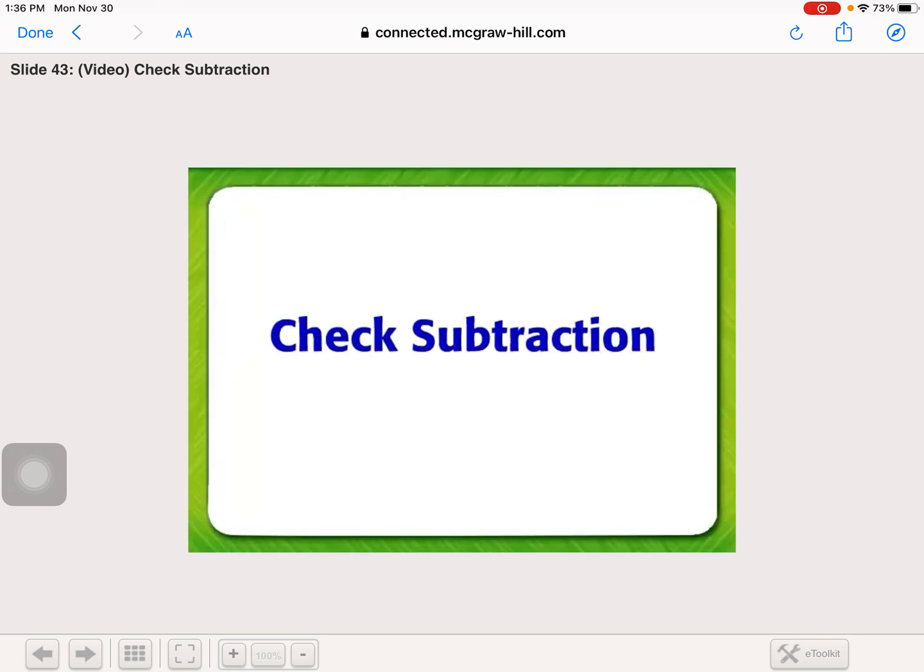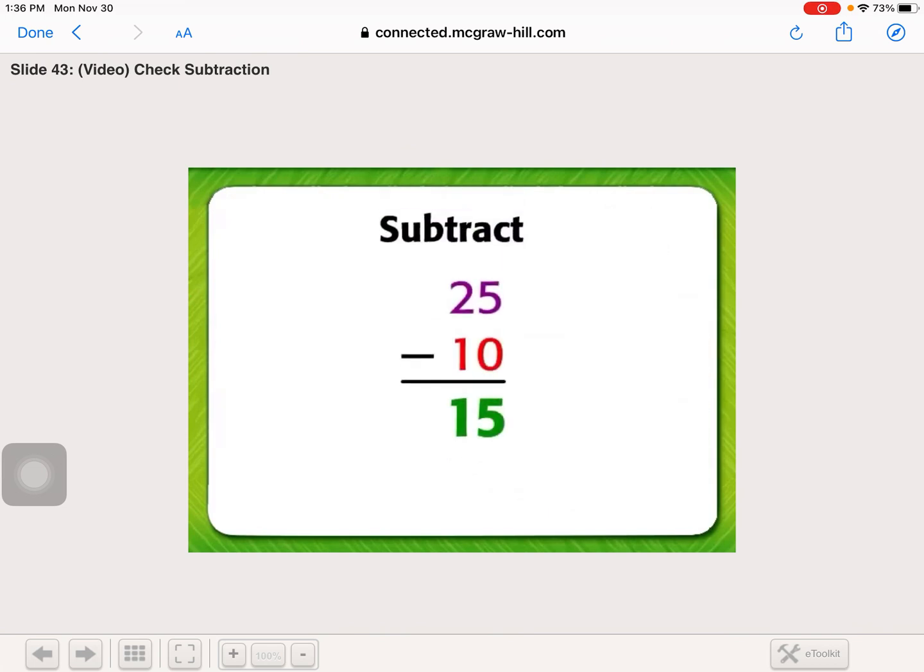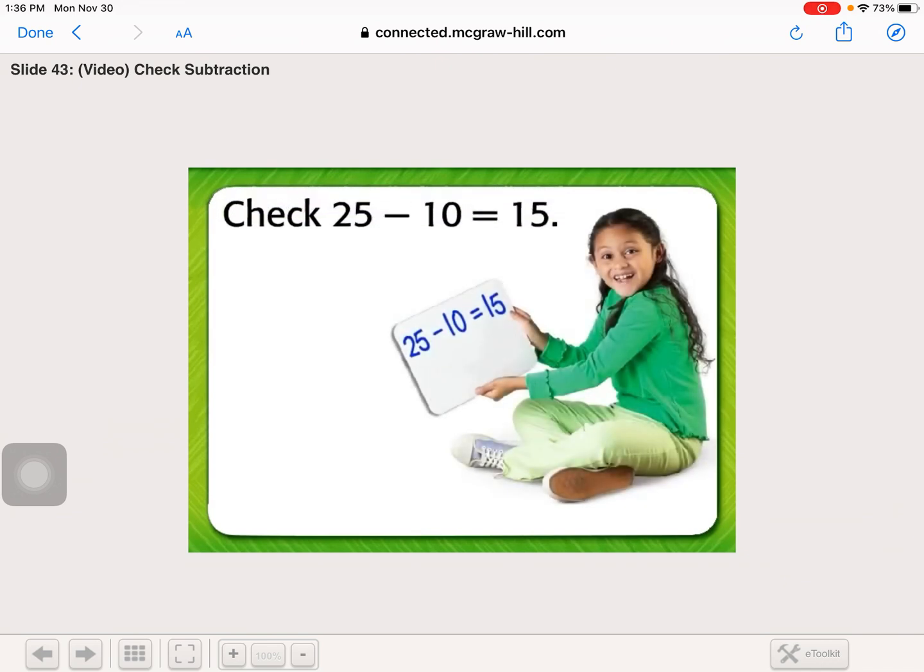Check subtraction. We can use addition to check the answer to a subtraction problem. Add the numbers 15 and 10 to check the answer. 5 plus 0 equals 5. 1 plus 1 equals 2. The answer is 25. Since 25 is the number you subtracted from, your answer is correct. To check the answer to a subtraction problem, add back the number you subtracted. The sum should match the number you subtracted from.